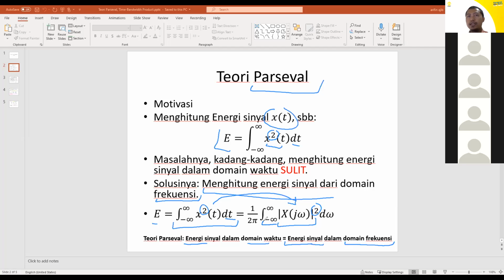Why do we write minus infinity to positive infinity? Because in general, the frequency domain is from negative frequency to positive frequency. And please don't forget to put a constant here, 1 over 2 pi. So I hope from this slide you can understand that the Parseval theorem states that the signal energy in time domain should be equal to that in the frequency domain.